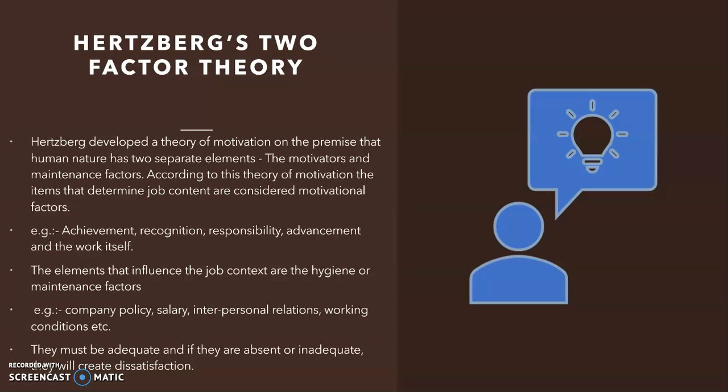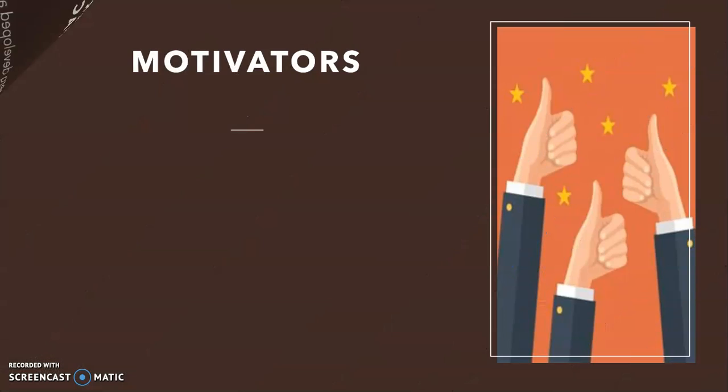The elements that influence the job context are the hygiene or the maintenance factors. And these factors include company policy, salary, interpersonal relations, and working conditions. They must be adequate, and if they are absent or inadequate, this will create dissatisfaction. Now let's understand the two factors of Herzberg's theory.